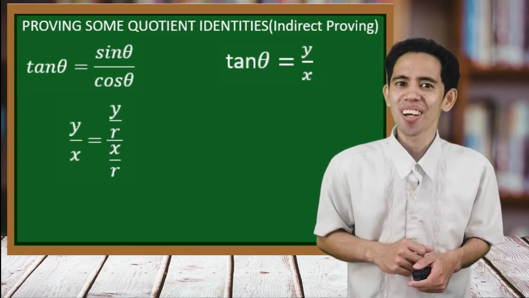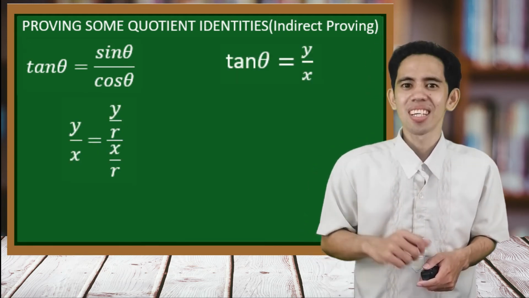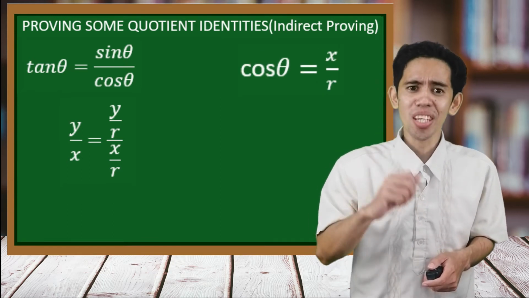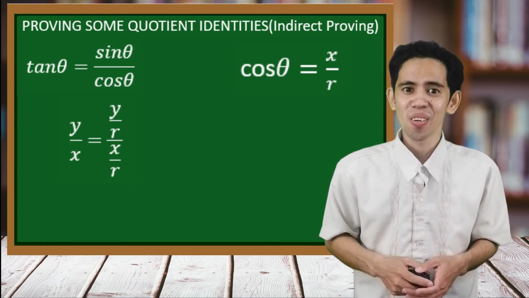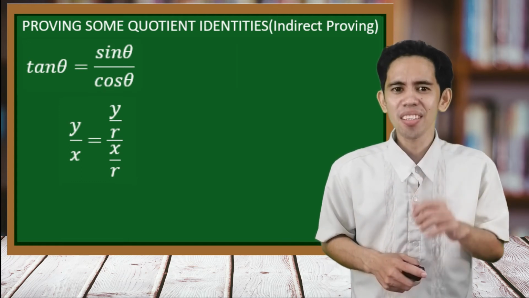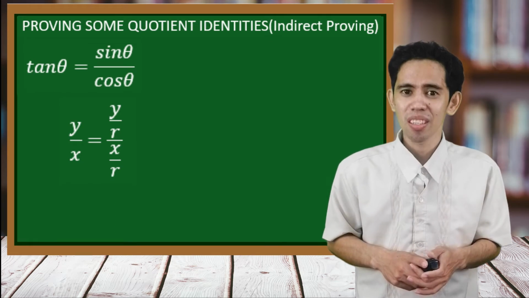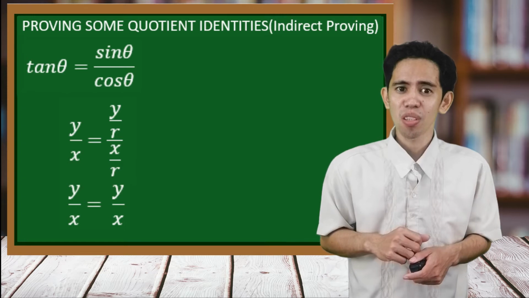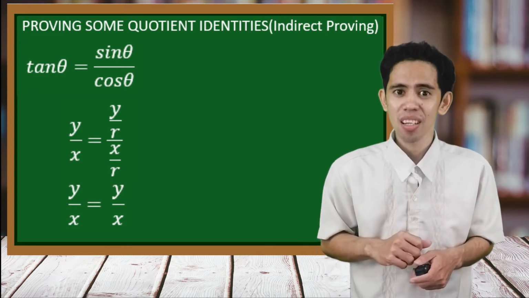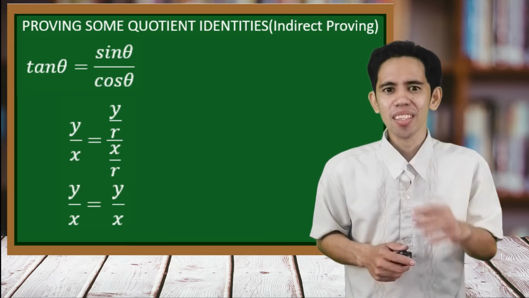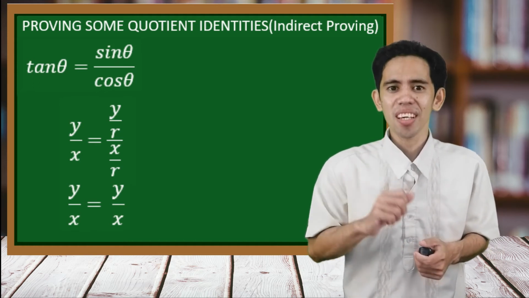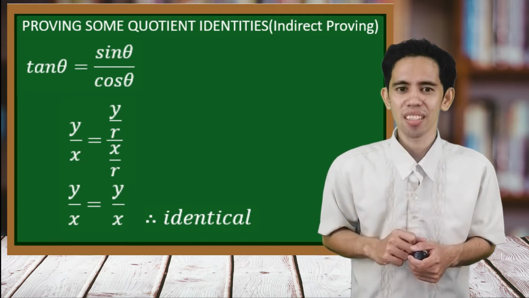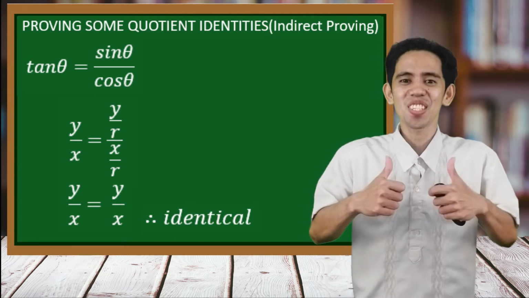Since tangent theta is equal to y over x, sine theta is y over r, and cosine theta is x over r, by simplifying the right side of the equation, we come up with y over x is equal to y over x. Therefore, tangent theta is equal to sine theta over cosine theta is an identity. You're doing good. That is great.